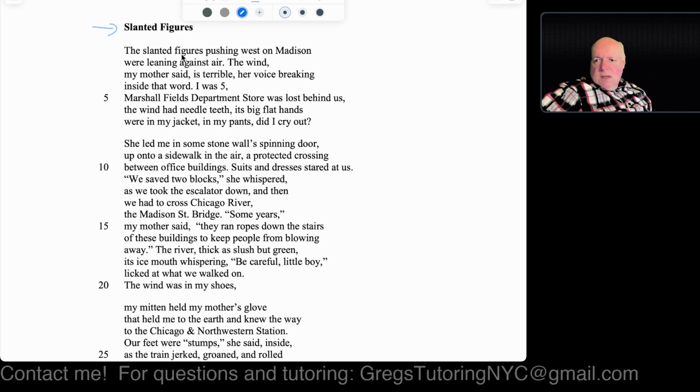The slanted figures pushing west on Madison were leaning against air. So as I read, I question myself and I stop momentarily. What is Madison? Is this about New York City? Are they talking about Madison Avenue? It doesn't sound like they're talking about a city named Madison. And then I'm still left to say, wait, they use slanted figures. It's the same as the title. The slanted figures pushing west were leaning against air.